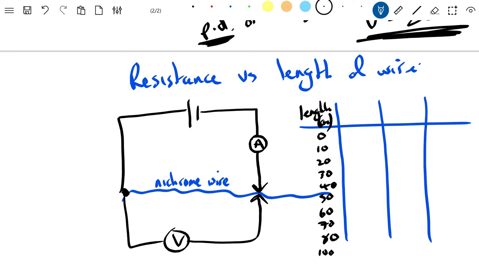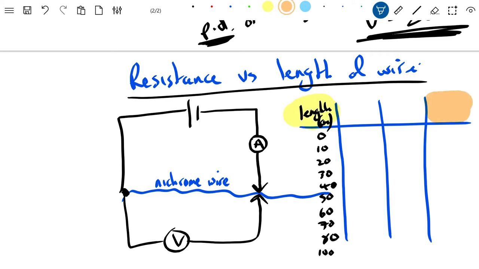Now, we're doing resistance versus length of a wire. So that means that the thing we change is going to be the length, and the thing that we measure in the end is going to be the resistance. So the thing we want to work out is the resistance. But in order to find the resistance in ohms, we need to know a couple of things.